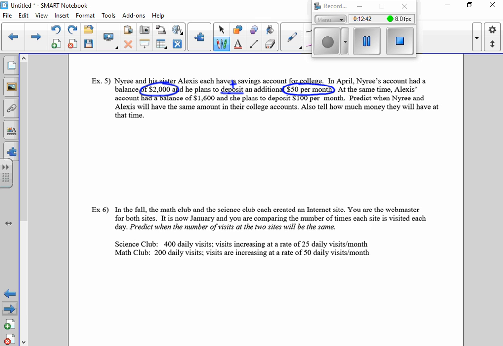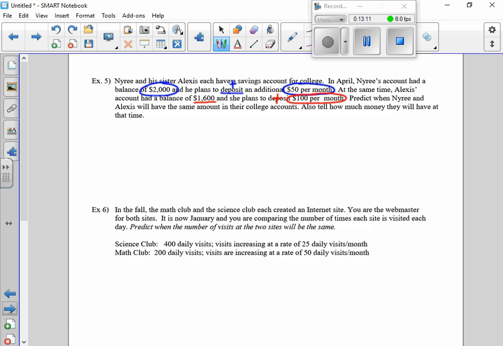There's that per month, we know there's the variable. Okay. At the same time, Alexis, a totally different person, has a balance in her account of $1,600, and she plans to deposit $100 per month. And there's your variable. Okay, predict when Nari and Alexis will have the same amount. So they both start with different amounts of money, and they're putting different amounts of money into the account, and we want to see when those are going to be equal.